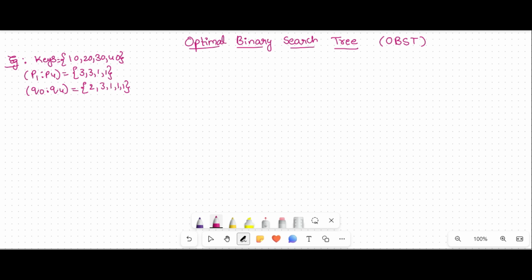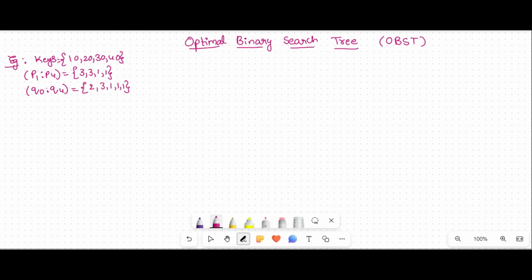To construct this, we have to remember some formulas, so I will write those here now. We have to find out the values: weights, cost, and what the root node is. Suppose these are the things we have to calculate. So one table we will represent, and in that table we have to calculate W, that means weights, cost, and the root node.